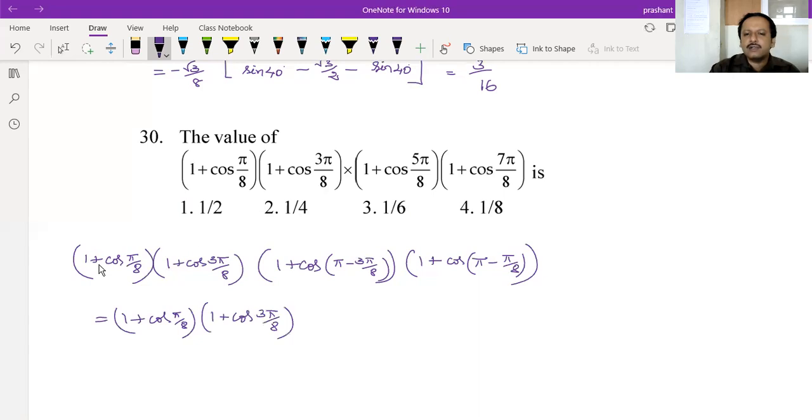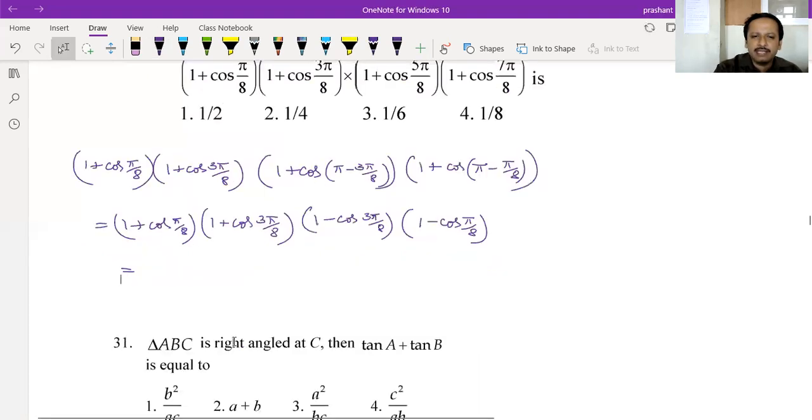This looks like cos pi minus theta. Cos pi minus theta is equal to minus cos theta. So this will become 1 minus cos 3 pi by 8. Similarly, this will be 1 minus cos pi by 8. Okay, so now here, 1 plus cos pi by 8 into 1 minus cos pi by 8.